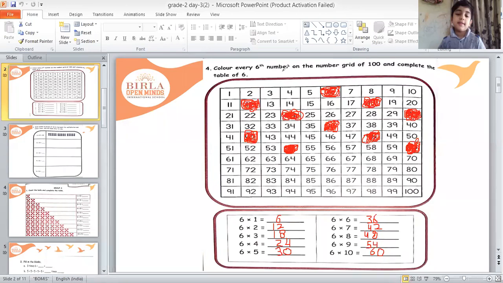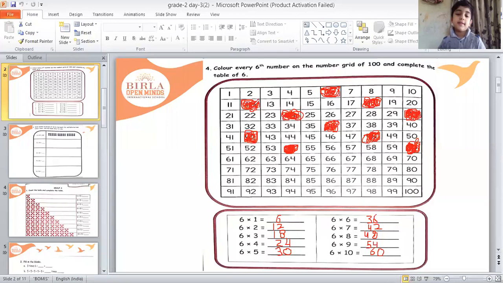Okay, children, so this is what we did. The question was we have to color every 6th number on the number grid. Number grid is given to you. Now we have to count 6 numbers and then color that. If we start counting from 1, our 6th number will be number 6. So we will color number 6. After coloring 6, again we count 6 numbers, starting from 7: 1, 2, 3, 4, 5 and 6. So our next 6th number is number 12. We will color that number 12.